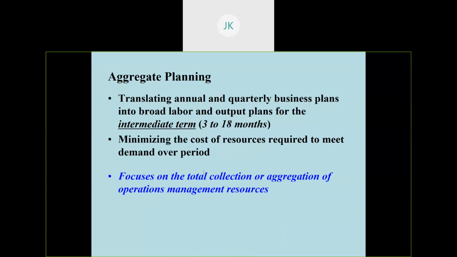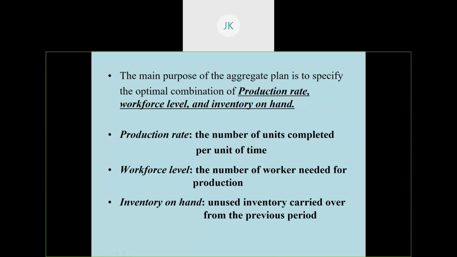Okay, next. The main purpose of this aggregate plan is to try to find the optimal combination of the production rate, workforce level, and inventory on hand. So production rate is the number of units completed per unit of time. It's like an output rate.